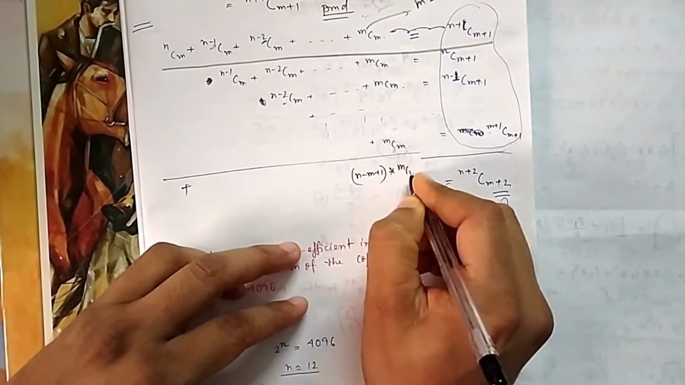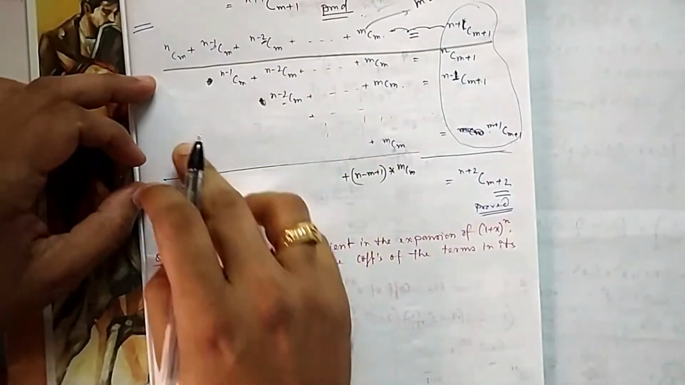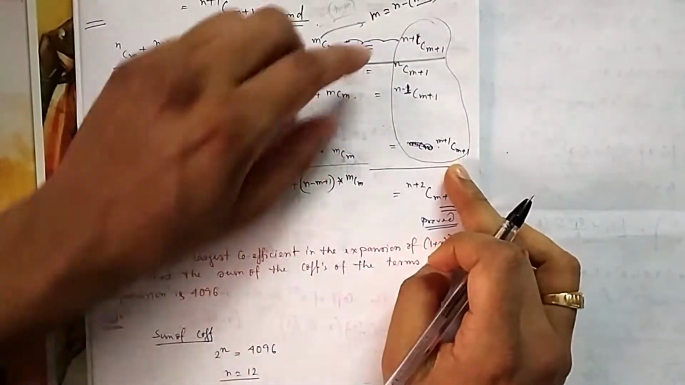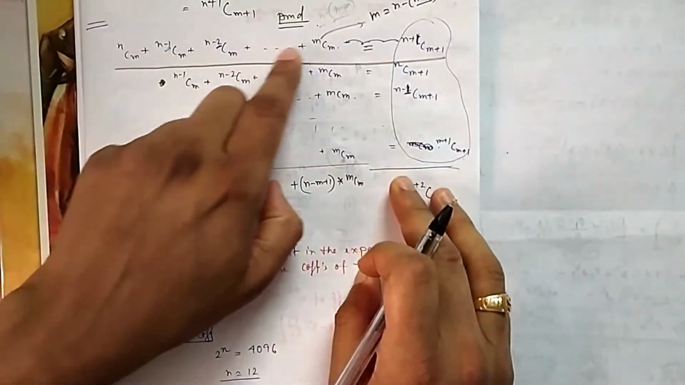mCm. The last one I am writing, and this is 2 times, the rest I am not writing, this is the same, this side will come. So what will come on this side? Now you will again see this one. This series again, this is again the same type of series.